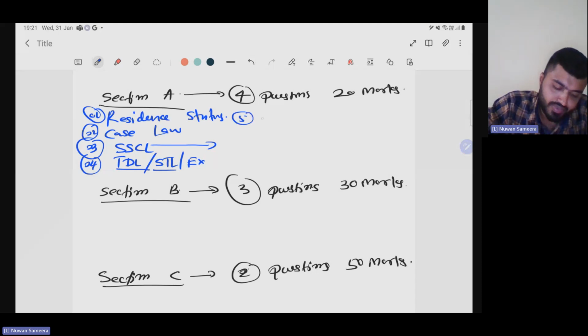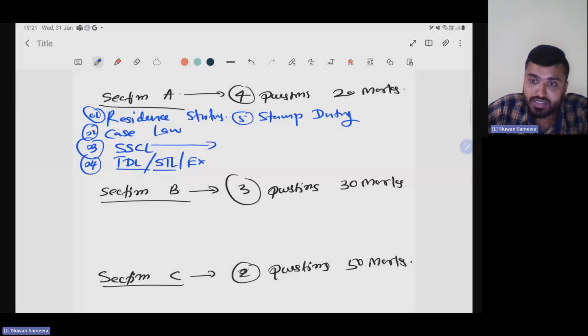Then stamp duty: which specified instruments need to pay stamp duty, the way of payment of stamp duty, and a small calculation regarding the receipt and a particular deed. These things can be tested in section A.